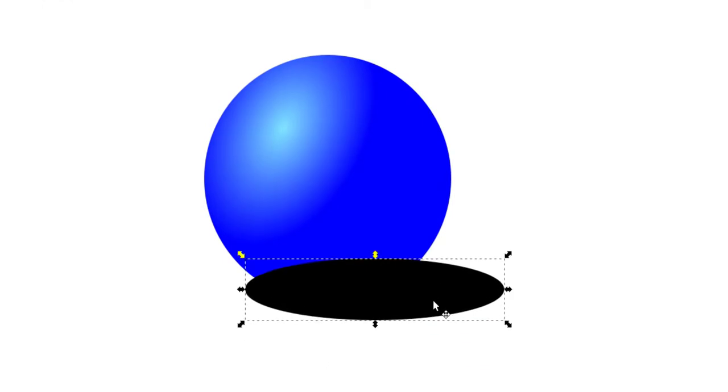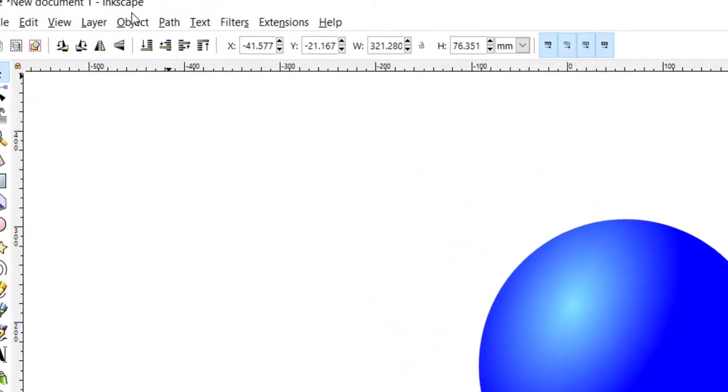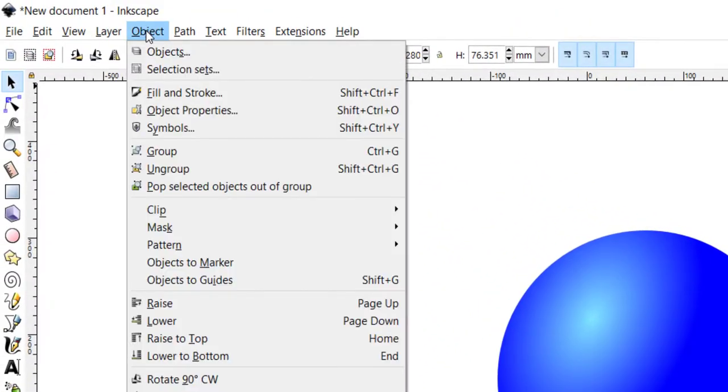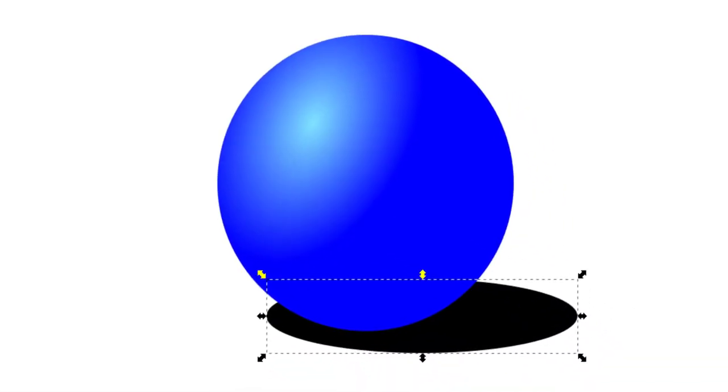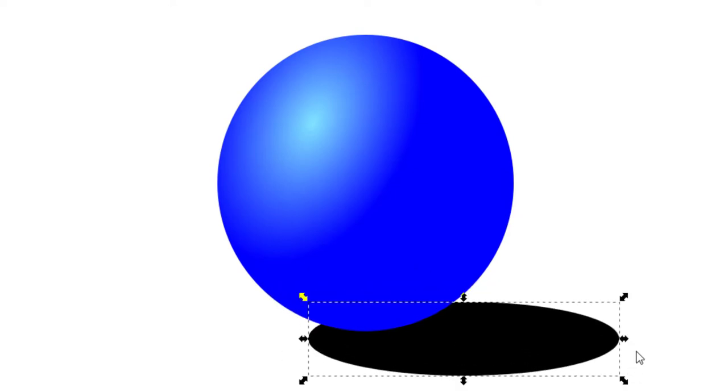With the ellipse selected, we are going to move it behind our sphere. Go to the Object menu at the top and select Lower or Page Down on the keyboard. Now it's behind the sphere. Reposition and resize your ellipse below the sphere.